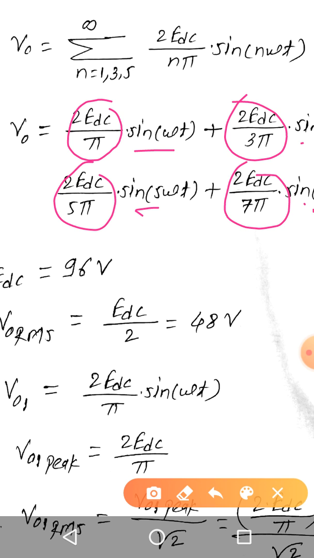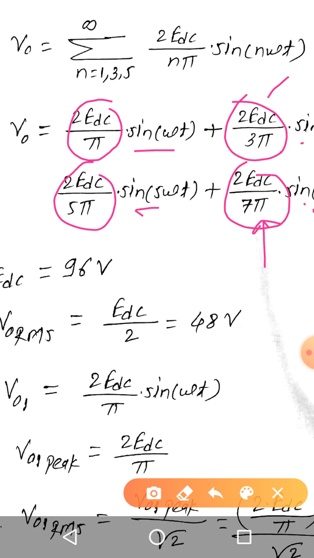Similarly, 2 EDC by 3 pi is the peak value of the output voltage due to the third harmonic component. 2 EDC by 5 pi is the peak value of the output voltage due to the fifth harmonic component, and 2 EDC by 7 pi is the peak value of the output voltage due to the seventh harmonic component, right? So can we say that the peak value of the fundamental component output voltage is 2 EDC by pi, and the peak value due to the third harmonic component is 2 EDC by 3 pi.